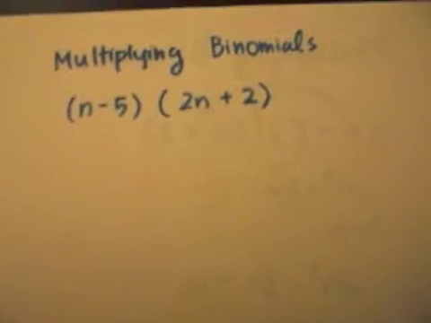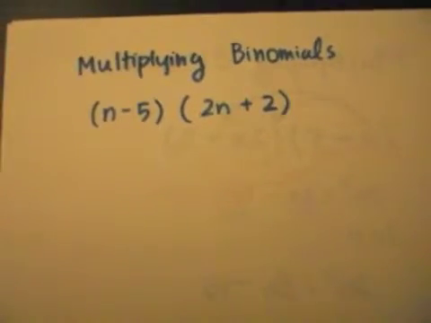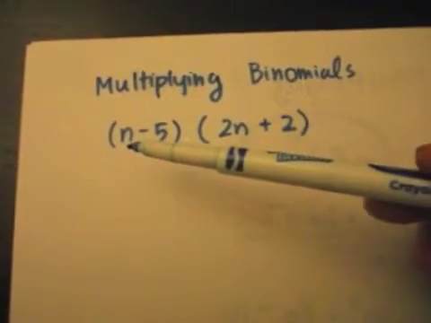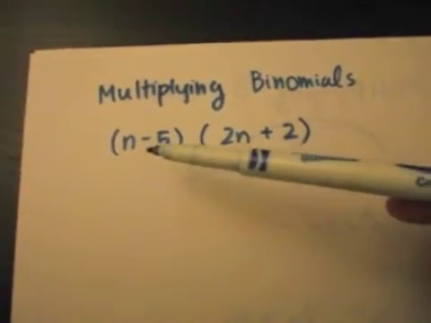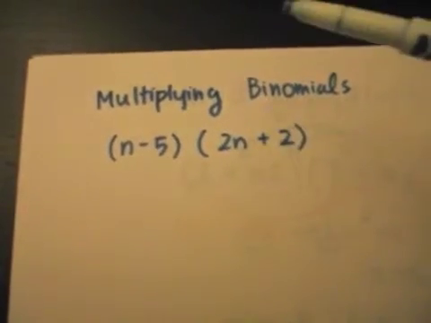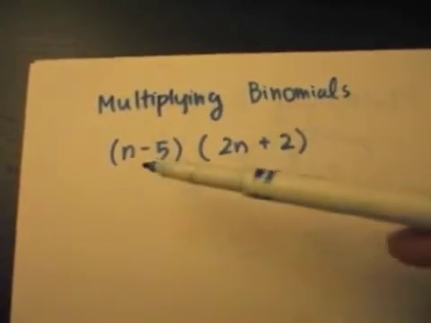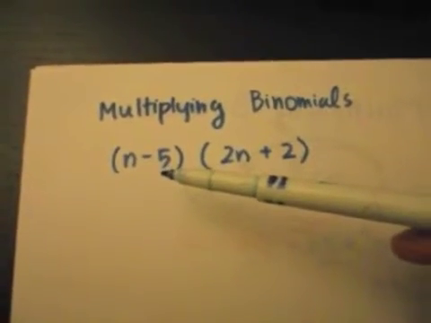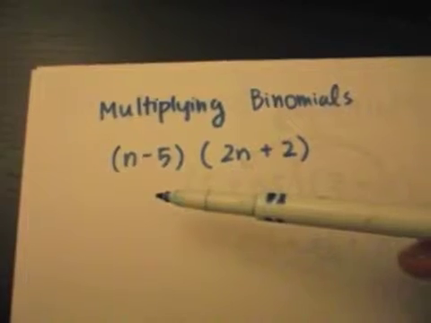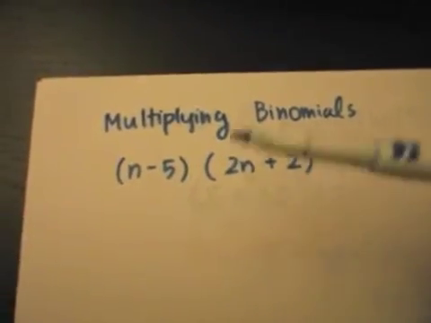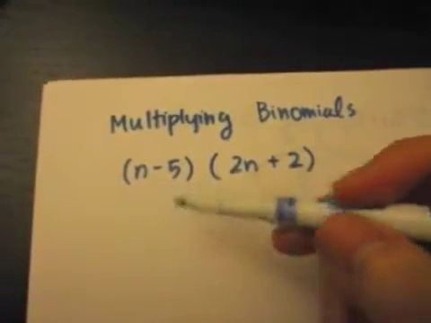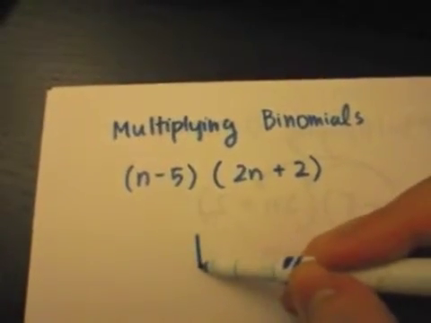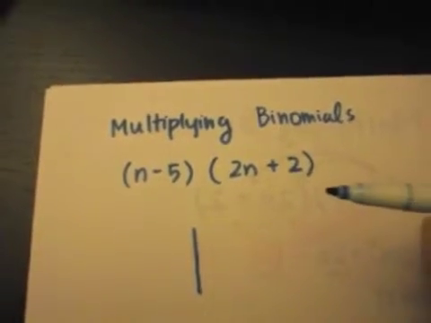The second way to solve this problem is to use the box method, or the generic rectangle method, however you want to call it. In order to use this method, you're going to look at how many terms each of these parentheses has. The first parentheses has 2 terms. That's going to tell us how tall the box is going to be. So it has 2 terms, which means my box is going to be 2 units high.